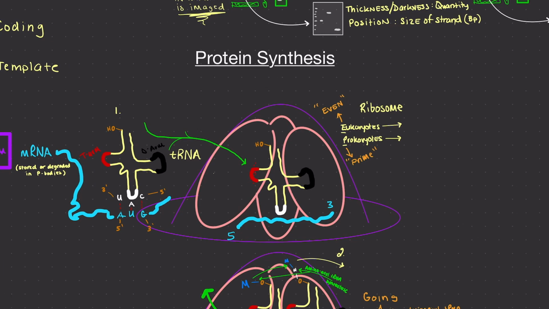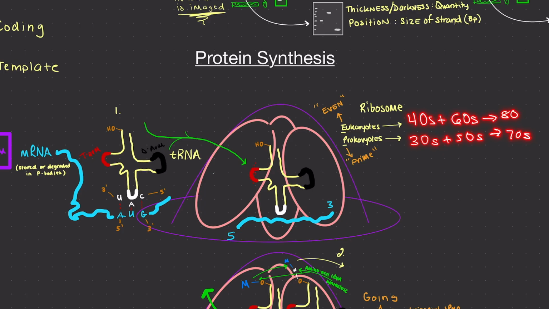To distinguish between eukaryotes and prokaryotes, you can think of the E in eukaryotes as even, and P as prime. Prokaryotes have ribosomes with a 30S and 50S making up a 70S ribosome, and 3, 5, and 7 are prime. Eukaryotes have 40S and 60S making up an 80S, and 4, 6, 8 are even numbers.